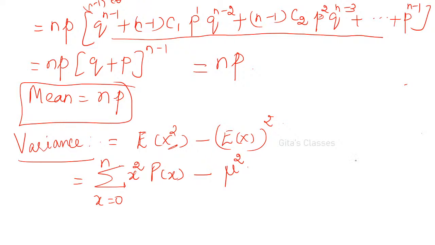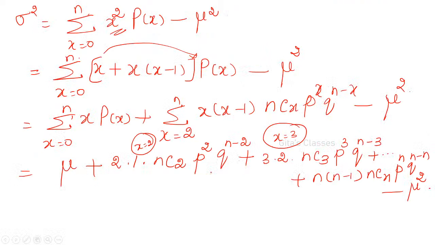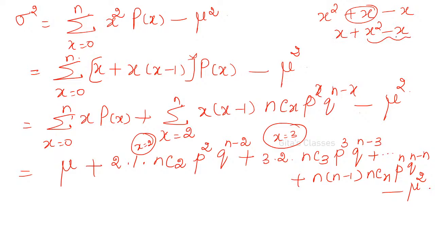Variance is E of x squared minus E of x the whole squared. In the place of x, whatever you have here, that you have to write here. Here you have x squared. Therefore, we have written x squared here. Okay. So sigma x varies from 0 to n, x squared into p of x minus mu squared. Here you have to remember this small adjustment. X squared can be written as you add x and subtract x. So this x I am going to write in the front. That is x plus x squared minus x. From this you take x outside. Therefore x into x minus 1.